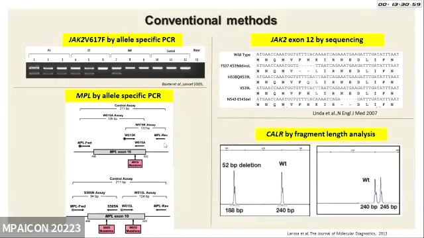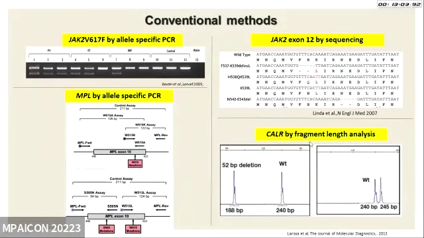So based on all these studies, only hotspots are involved in the pathogenesis. The conventional methods included allele-specific PCR to identify the V617F or the MPL mutations, and to screen for the various mutations in exon 12, Sanger sequencing is done, and fragment analysis plus Sanger sequencing is done for CALR. These are the conventional methods.